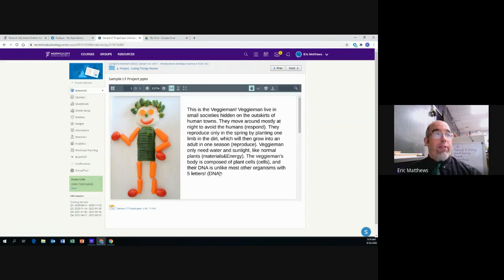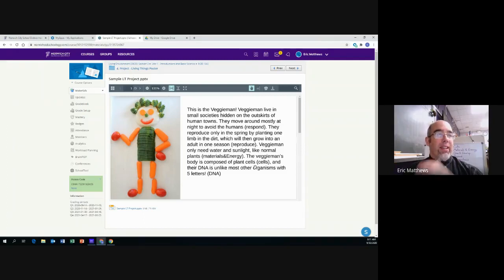If we take a look back for the picture, and I had put this picture together and then taken a photograph of it, that's pretty good. That shows some creativity and stuff. You're definitely looking at least a 4, maybe a 5 there. If we take a look at the traits, well, do we see traits for moving around mostly at night? You could argue big eyes. That's a sign. Okay. Do we see something about them reproducing using a limb? Not really. Needing only water and sunlight like normal plants? Well, they do have that green color, sure.